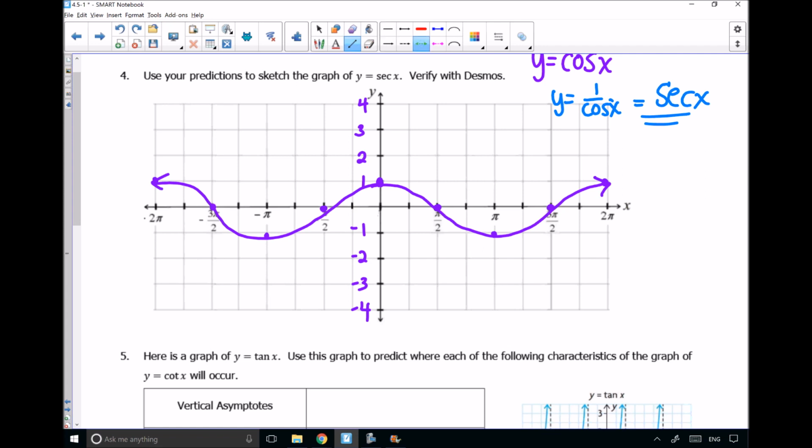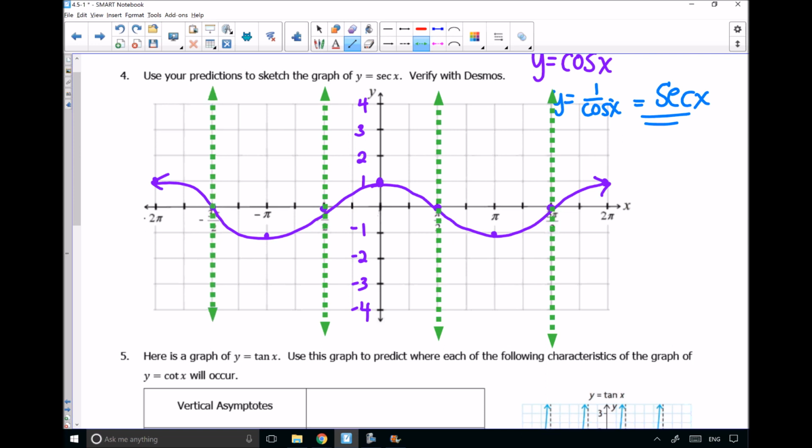So I'm going to go ahead and graph out where my asymptotes are going to be. So here are my asymptotes. They're a little bit off from where we had our asymptotes for our cosecant function. They're shifted, but remember, sine and cosine are basically the same function, just with a horizontal shift.